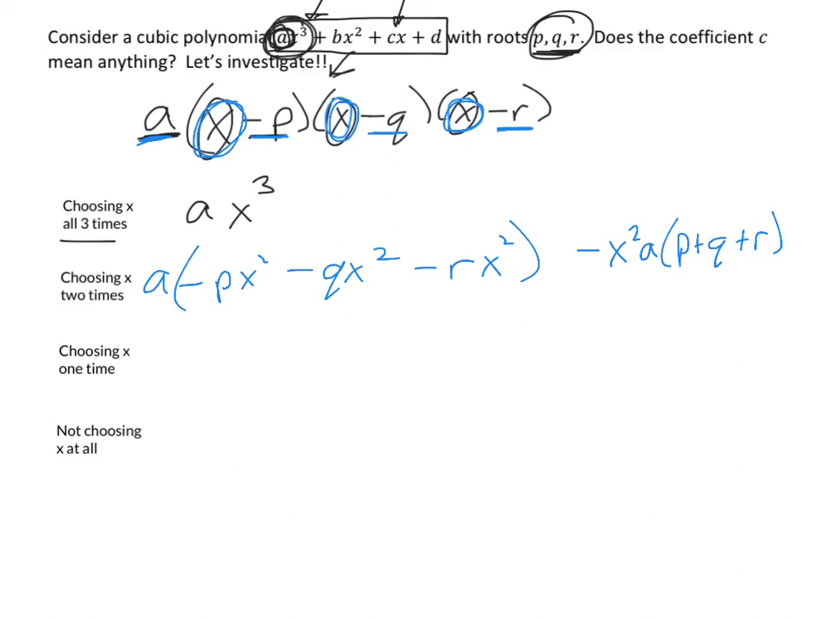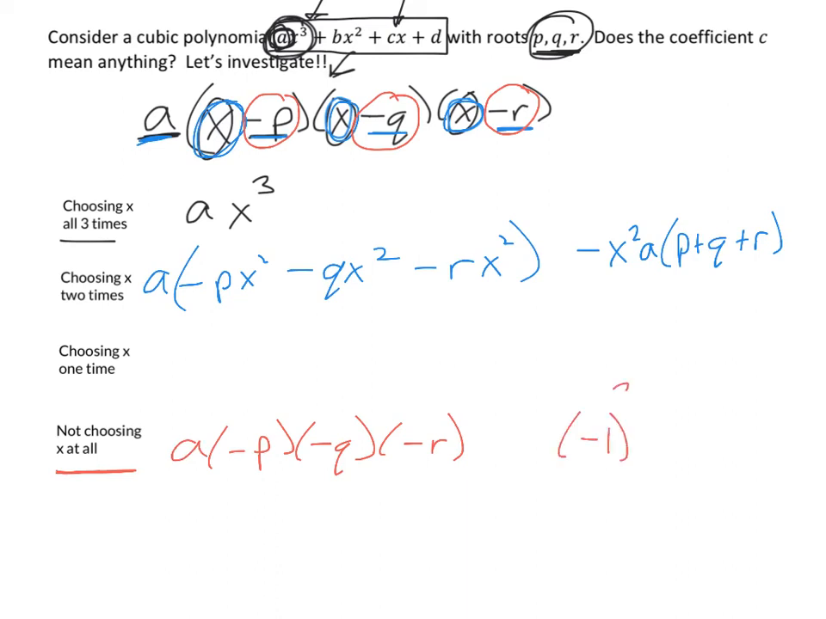There's the sum of our roots, just like we thought. Okay, I'm going to jump down to the one at the very bottom because we've seen this one before too. We're going to leave the choosing one x because that's the sort of new thing. Not choosing x at all. The only way to do that is to pick negative r, negative q, and negative p. So that's going to be my negative p, negative q, negative r, the a from the front. Again, we're not surprised about this one because this is negative 1 to the 3rd power, a p q r. Here we have our product of those roots, the way that we sort of expected that we would.